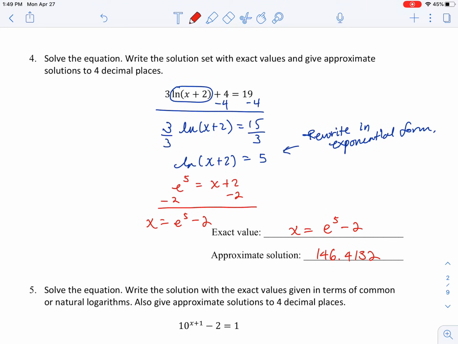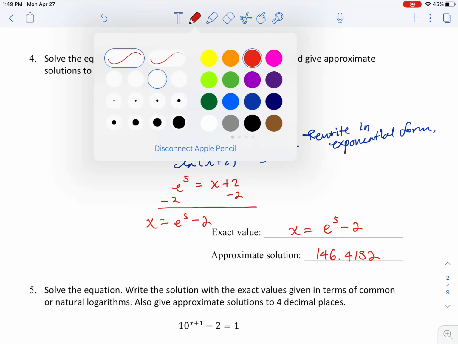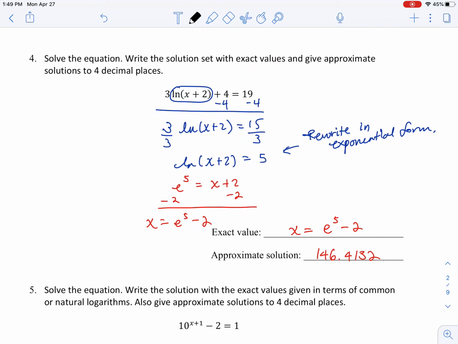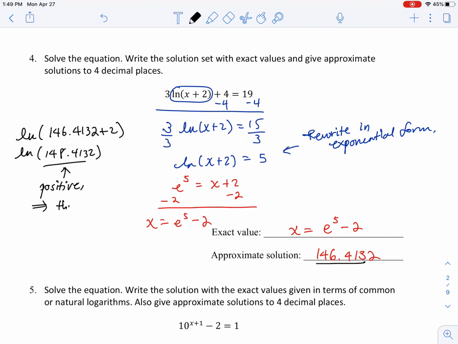And this, well, now take a look though. This is technically a log equation, right? So I didn't write it, but what should we do? We should check the answer, right? So check the answer by plugging this into the equation. And really, I'm just going to plug in this number into the argument. Natural log of 146.4132 plus 2. Well, that's going to be natural log of 8.4132. This is positive, right? So what does that mean? So this is okay.